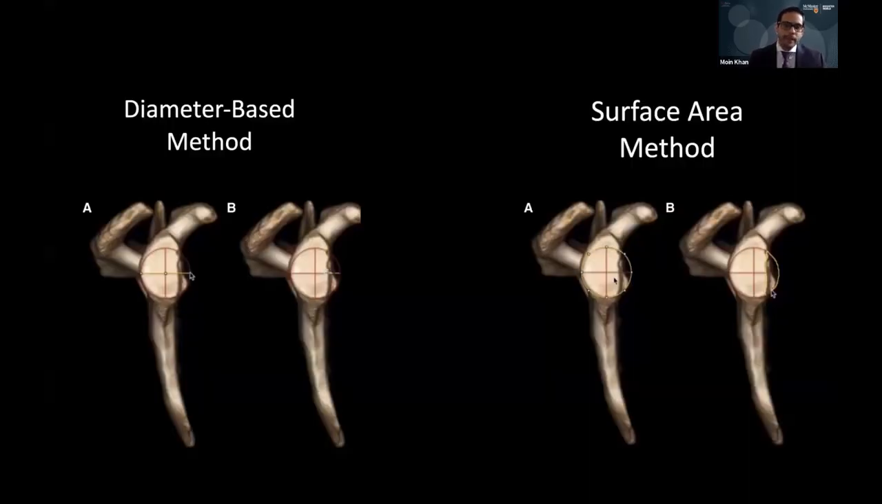Just as an overview, the diameter-based method is quite straightforward. A circle is drawn over the glenoid on en face view. The diameter is assessed, and then the degree of glenoid bone loss can be easily measured. Whereas with the surface area method, the image is uploaded into some software, and then the specific area of the defect is calculated.